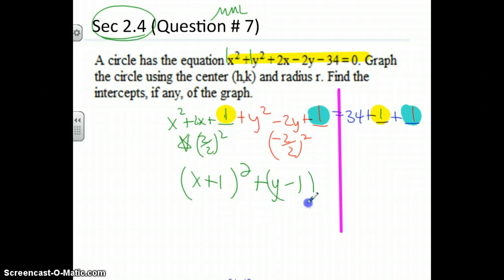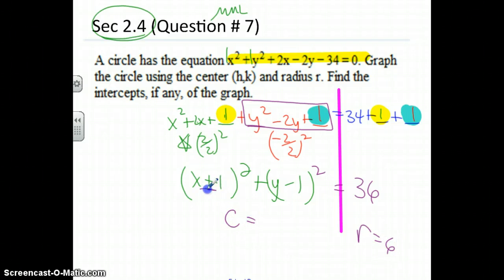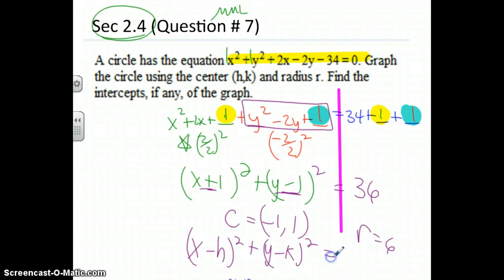Y minus 1, all of this factors to y minus 1 quantity squared, and this will equal 36, which is pretty nice because then I know that the radius is 6, and over here I know that the center is the opposite of the x and the opposite of the y, so negative 1, 1. Because the general form of an equation is x minus h quantity squared plus y minus k quantity squared is equal to r squared. So if r squared equals 36, then r equals 6.